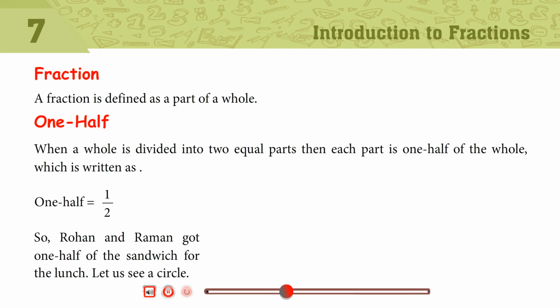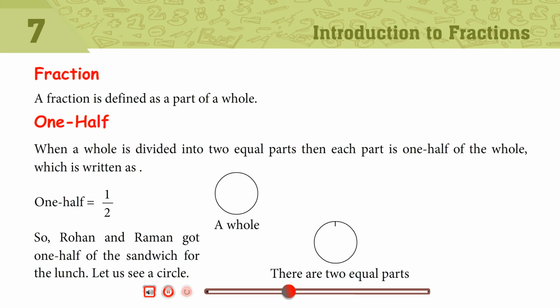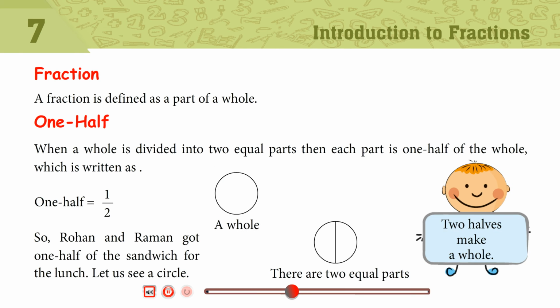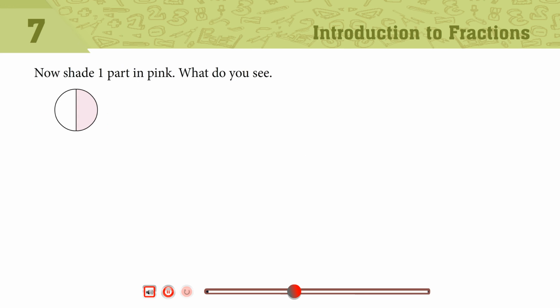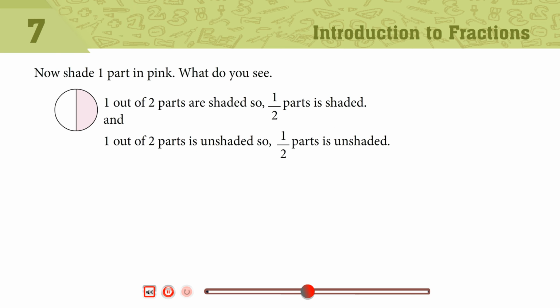Let us see a circle. A whole. There are two equal parts. Two halves make a whole. Now shade one part in pink. What do you see? 1 out of 2 parts are shaded, so 1/2 part is shaded. And 1 out of 2 parts is unshaded, so 1/2 part is unshaded.